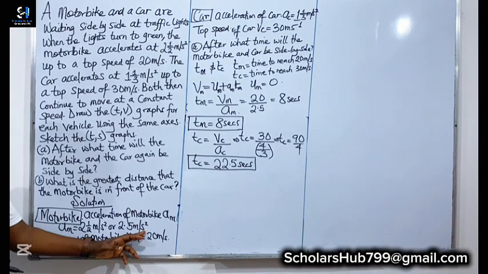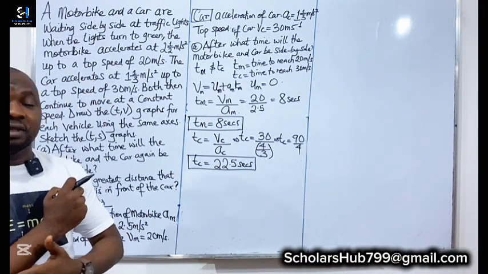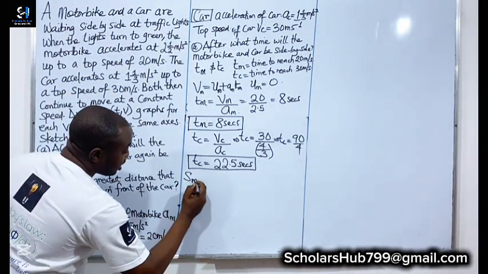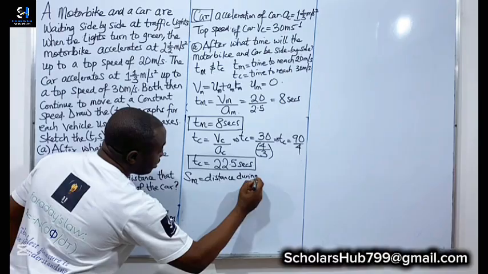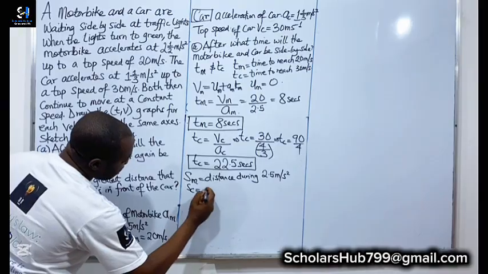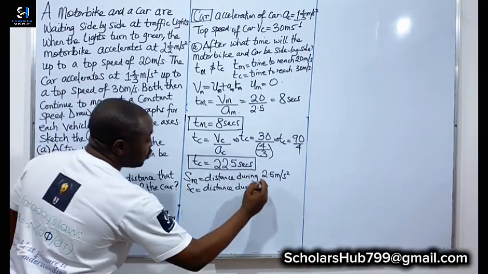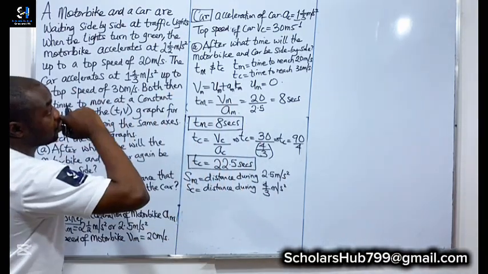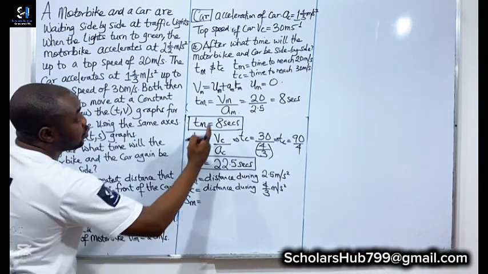All right. So now, like I said, we are also going to calculate the distance during acceleration of 2.5 meters per second squared for the motorbike, and also the distance during acceleration of 4 over 3 meters per second squared for the car. So Sm is the distance during 2.5 meters per second squared, and Sc is the distance during 4 over 3 meters per second squared.